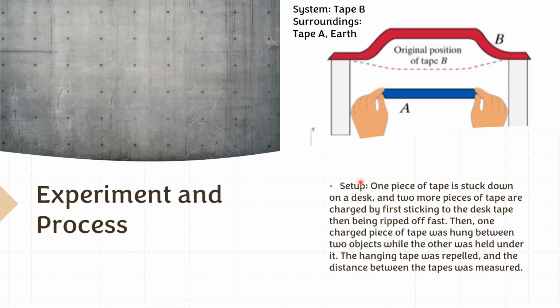For the experiment, the system was the tape A, shown here, and the surroundings were tape B, shown here, and the Earth. Essentially, tapes A and B are charged using a method given to us by the lab. And then tape B is hung between two objects. Then tape A is held close to tape B and they repel each other. After that, I measured the distance between the repelled tapes, which we'll use in setting up our GlowScript code.